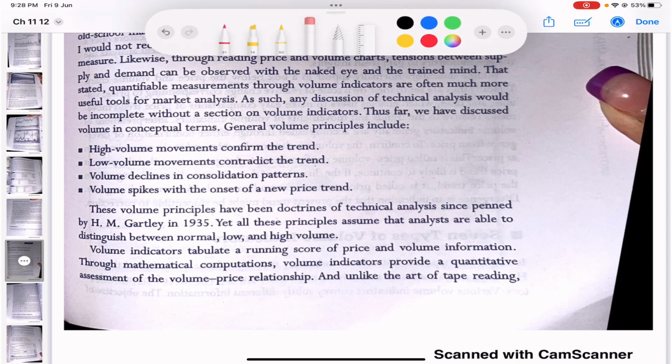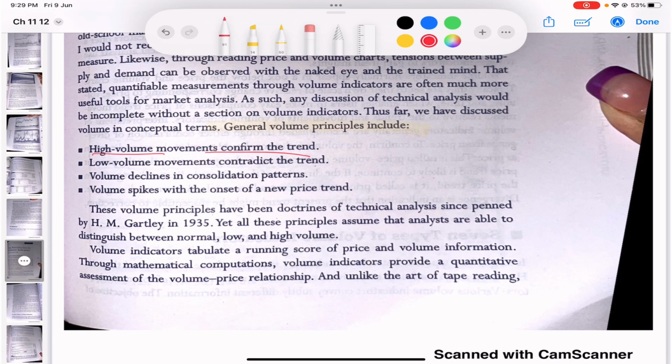Until now we have discussed volume principles, so let us discuss the general volume principles. High volume movements confirm the trend. If an uptrend is going on and the volume is also high, that shows me the conviction in the uptrend. If a downtrend is going on and the volume is high, that shows me a conviction in the downtrend.